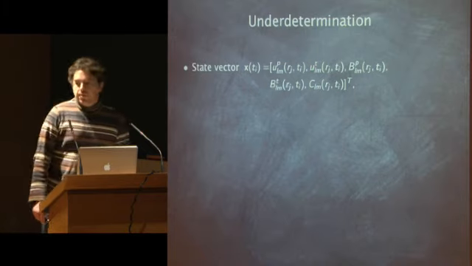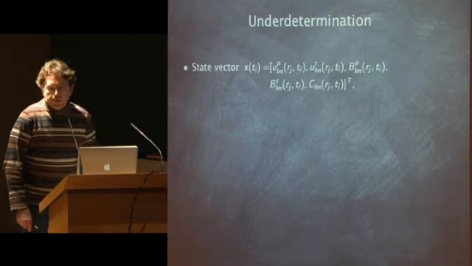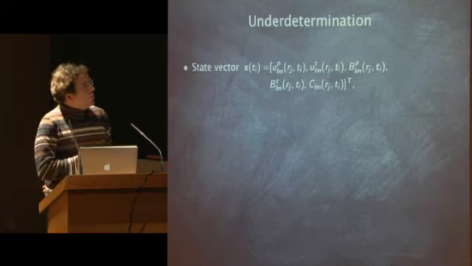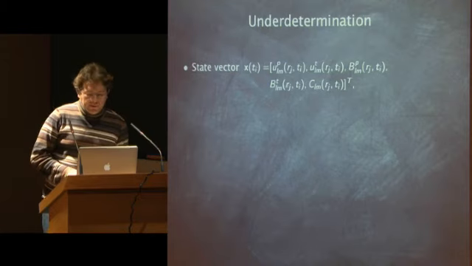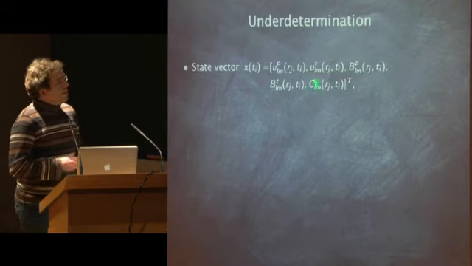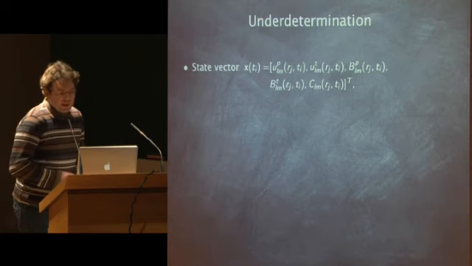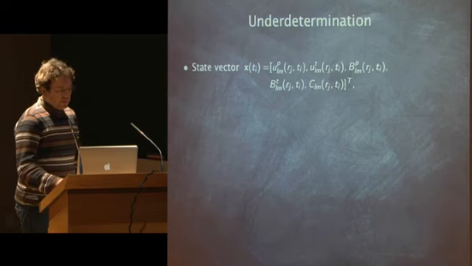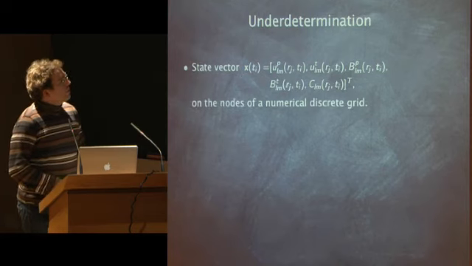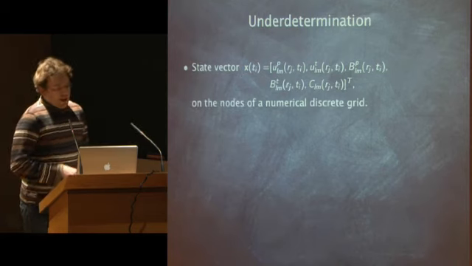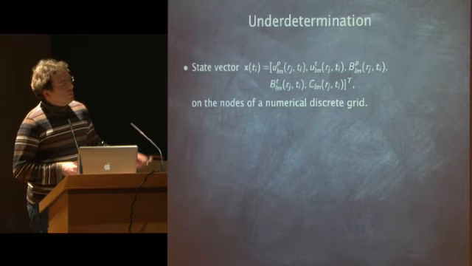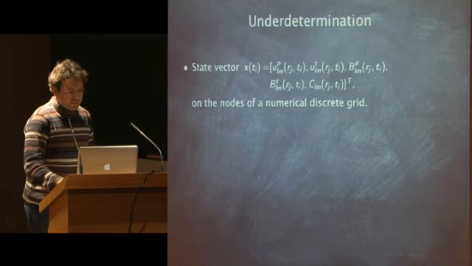P and T stand for poloidal and toroidal. That's how we decompose the vector fields. And U is the velocity field, B is the magnetic field, and C is the buoyancy anomaly field. It's a scalar, so it has only one component, no poloidal and toroidal parts. This is done on the nodes of a numerical discrete grid, and this state vector is going to be available at each time at which we look at the system.